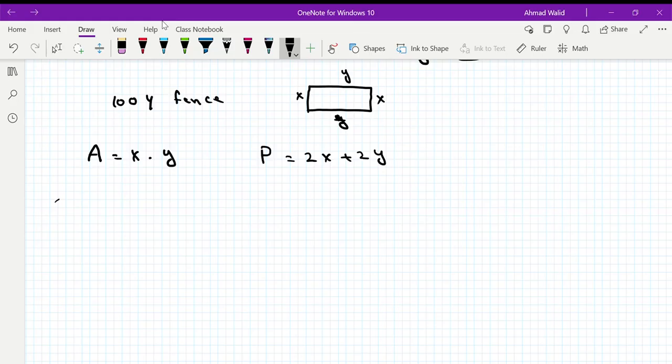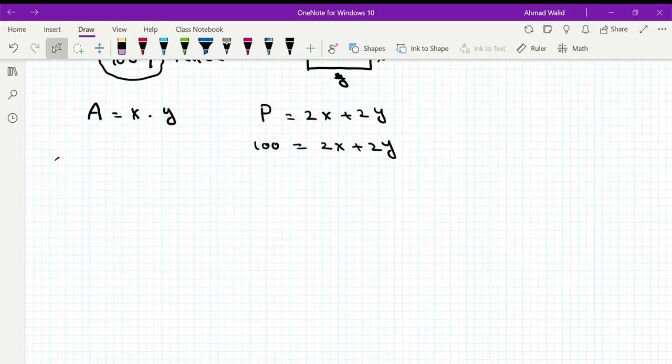Now, how much fence do you have? 100 yards. Then you can write 100 equals 2x plus what? 2y. As in the previous problem, you have to solve your equation number 2. If I name this one number 2 and this one number 1, solve equation number 2 for y and plug in the value of y in equation number 1. You can get a function of area.